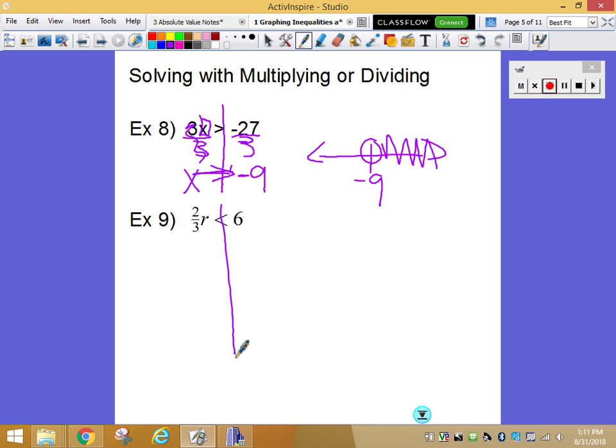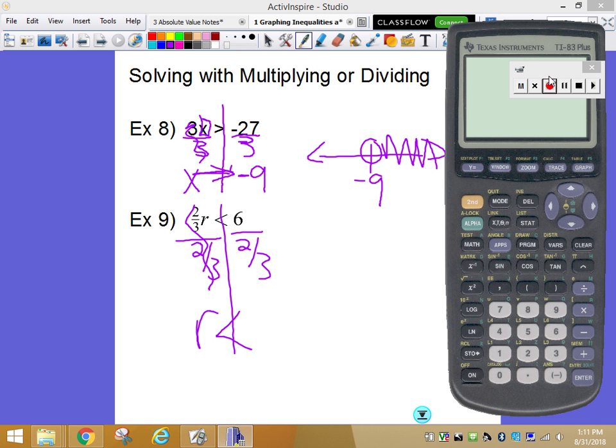All right, let's look at example 9. 2/3. If they're right beside each other, they're multiplying. So I'm going to divide by 2/3. So I have r. I'm going to bring down my inequality. All right, grab your calculators because I want you to type this in with me.